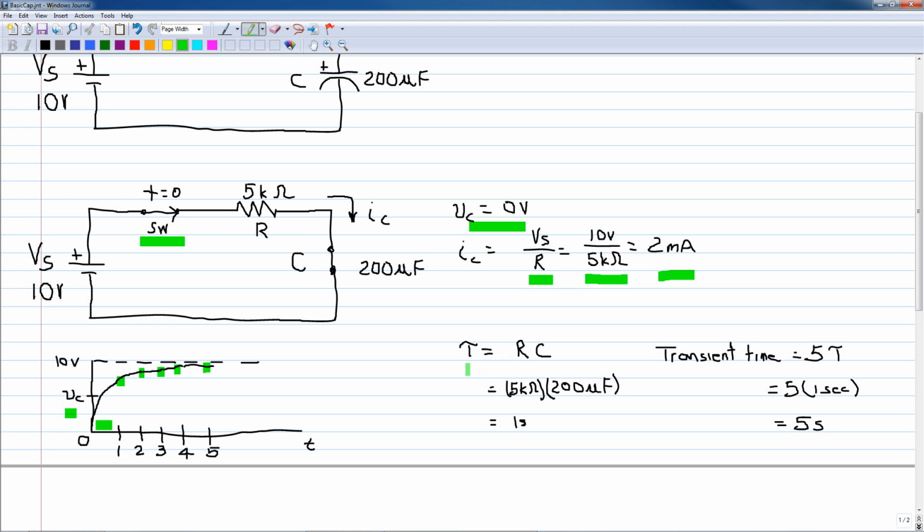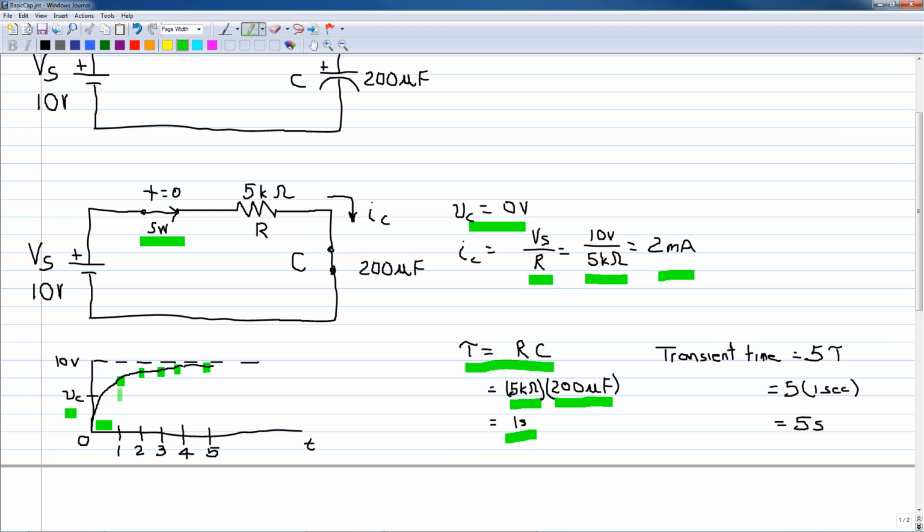These charging times are called the time constant, and they're equal to the resistance in the circuit times the capacitance in the circuit. In our case, it's equal to 5K ohms times 200 microfarads, which makes tau 1 second.